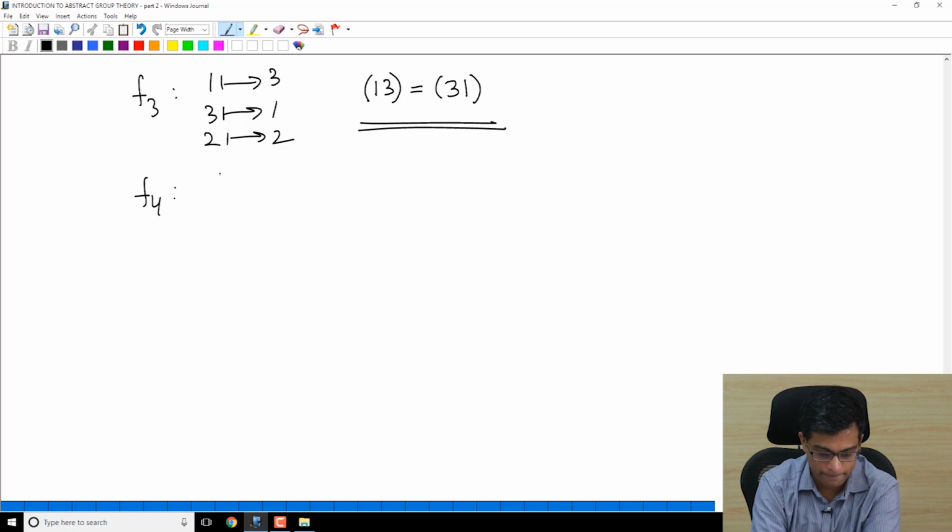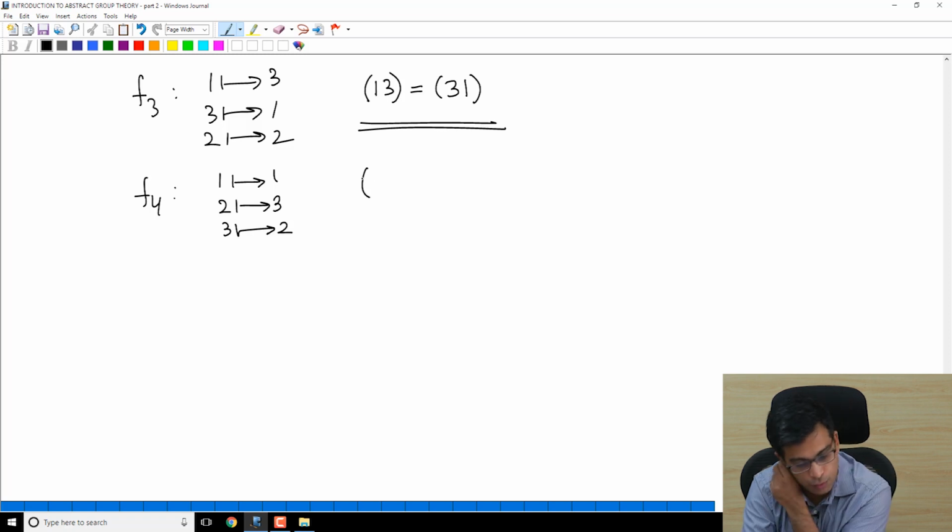It fixes 1 and it sends 2 to 3, 3 to 2. And again it's clear, 1 goes to 1, so I don't want to even write 1 in the new notation. So I start with 2, it goes to 3, 3 goes to 2, so I close the bracket.